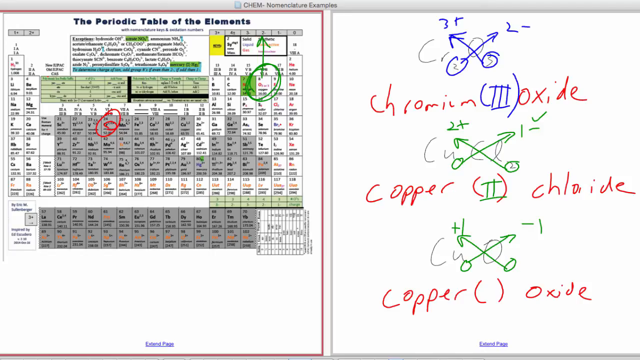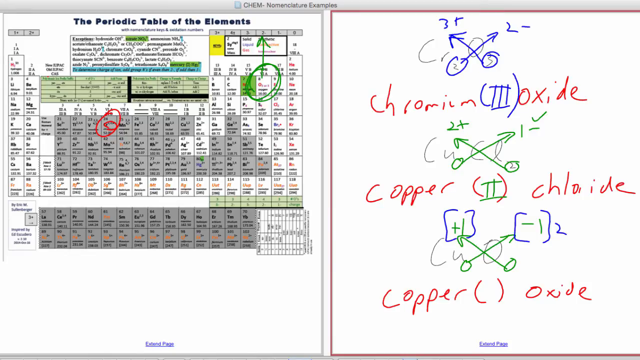Well, this is a simple fix. What we do is if oxygen's supposed to be a 2 and it's only a 1 here, multiply it by 2, and we do the same thing to this side, 2.